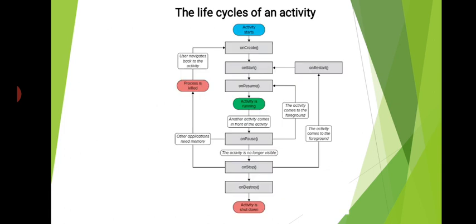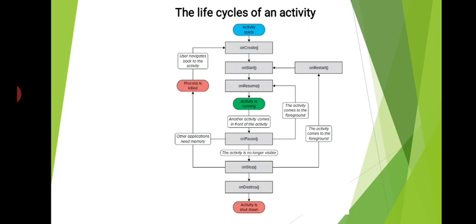This is the life cycle of an activity. It starts with creating the activity with the help of the onCreate method. Then it starts the activity with the help of the onStart method, and then it resumes with the help of the onResume method. The activity will now be running, as shown in the green mark.